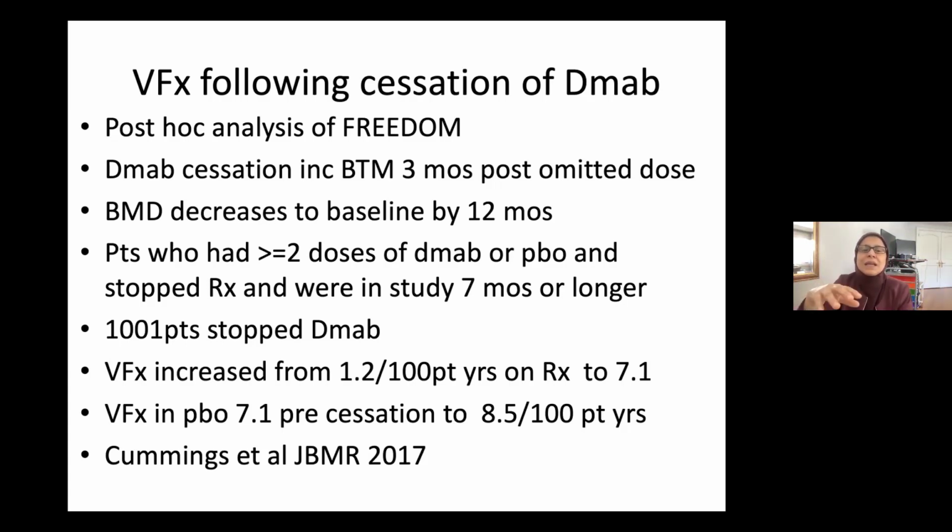And in the FREEDOM study, those people who stopped denosumab were evaluated, and what was seen was an increase in the risk of vertebral fracture. On therapy, the vertebral fracture rate was 1.2 per 100 patient years. Stopping therapy, the rate increased to 7.1 per 100 patient years in the group that was on denosumab. There was a rise also in the group that was on placebo. At baseline, there was 7.1 because they weren't on therapy, and there was a slight rise in that patient population as well. With age, patients will have more fractures.